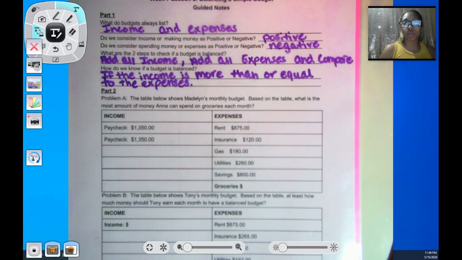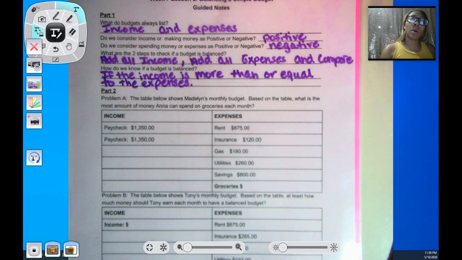We just finished with part 1, where you learned how to check to see if a budget is balanced by adding up all of the income and adding up all the expenses and seeing if the income is either more than or equal to your expenses. That way we know if that budget is balanced.